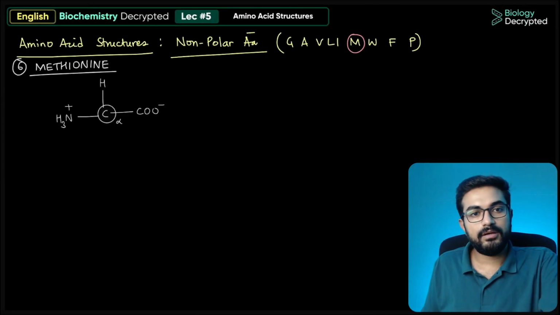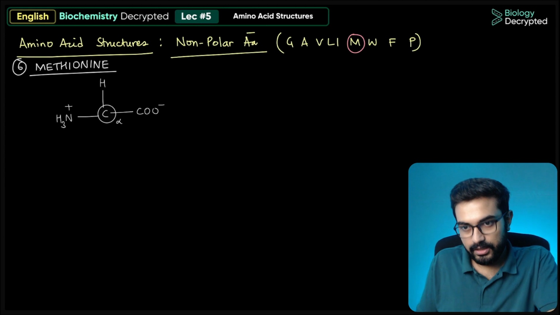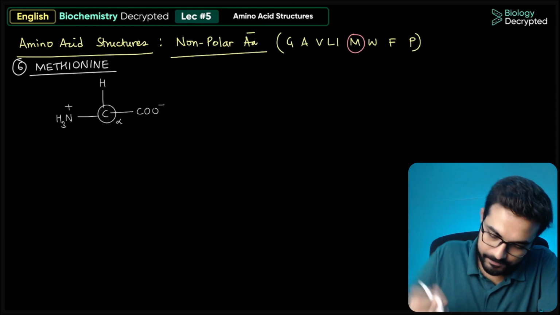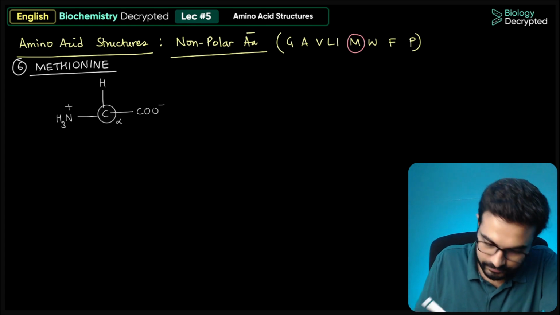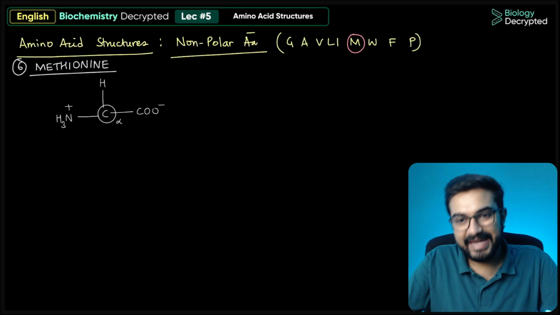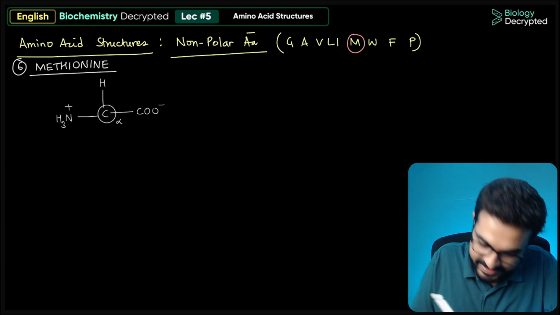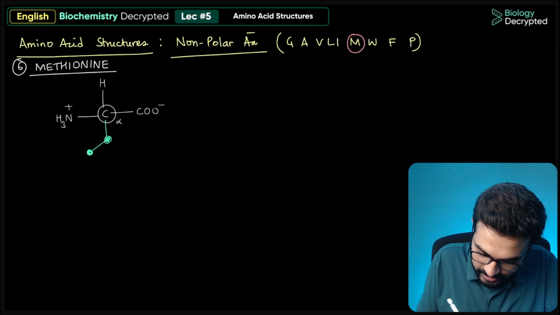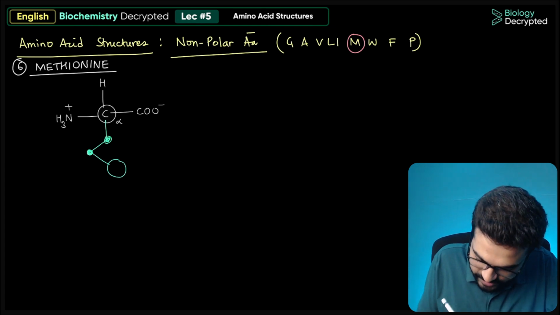Now we'll talk about methionine. How do we draw the structure of methionine? What we'll do here is we'll simply make an S here. This is how we'll draw one ball, another one. We'll leave this ball.